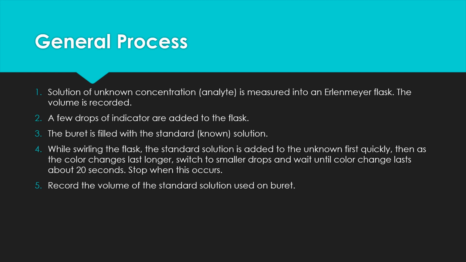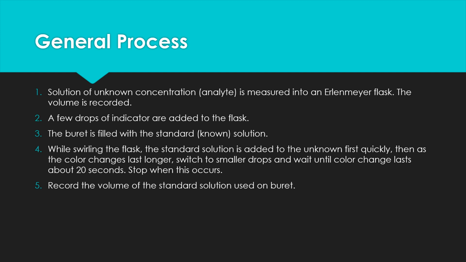Here is the general process for a titration. So first, the solution of unknown concentration, our analyte, is measured into the Erlenmeyer flask, and the volume of that is recorded. We measure it very carefully. A few drops of indicator are added to the flask, and then the burette is filled with our standard or known solution. We would record its initial volume.